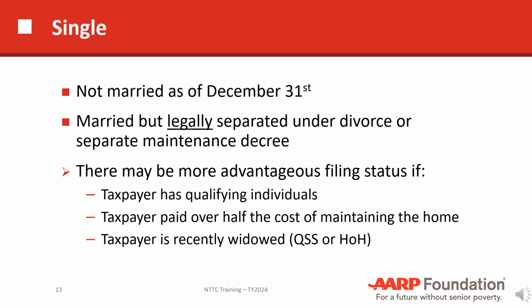And a taxpayer may have a qualifying individual that may qualify them for a different tax status. The taxpayer paid over half the cost of maintaining their home, so they may qualify for head of household. They may also qualify if they had a spouse that passed away in the last year. They may qualify for qualified surviving spouse or perhaps head of household. So we need to explore all those things and give them the most advantageous filing status.